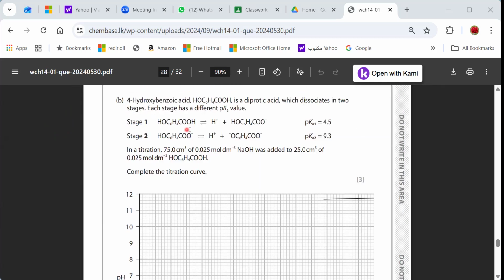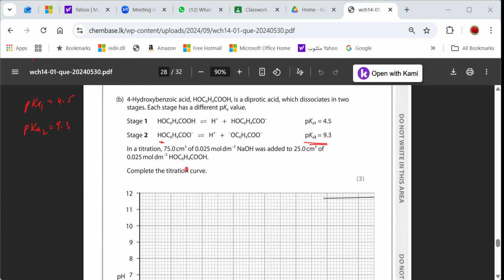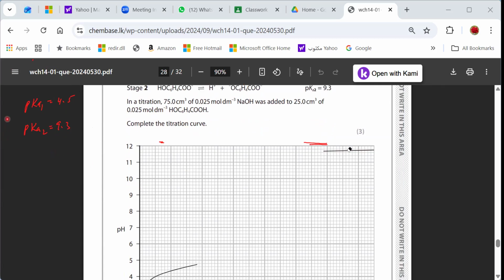So they said that the first dissociation, this hydrogen comes out in the form of a proton plus the rest of the molecule in the negative ion. The pKa value is 4.5. So the first pKa1 is 4.5. And for the second, the pKa2 is equal to 9.3. So the second proton to be removed is removed at a pKa of 9.3. Okay? Now they said in a titration, 75 centimeter cube of 0.